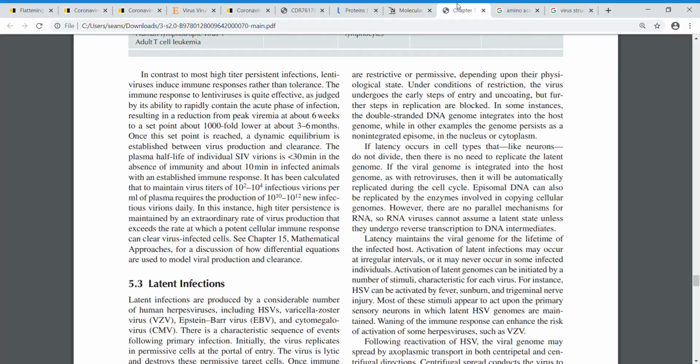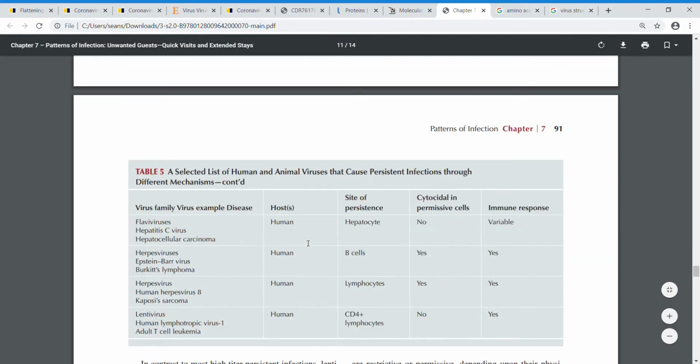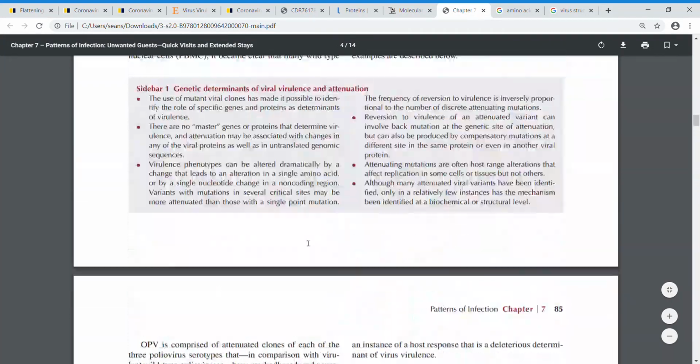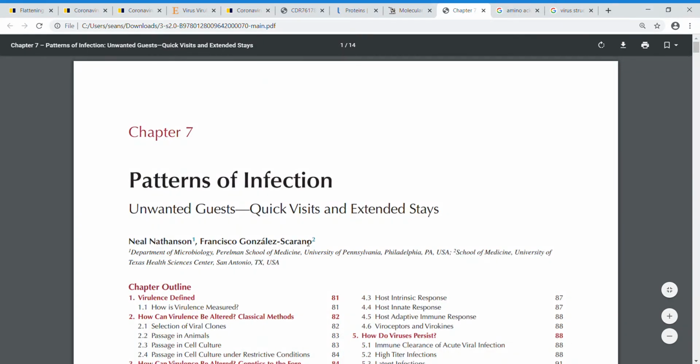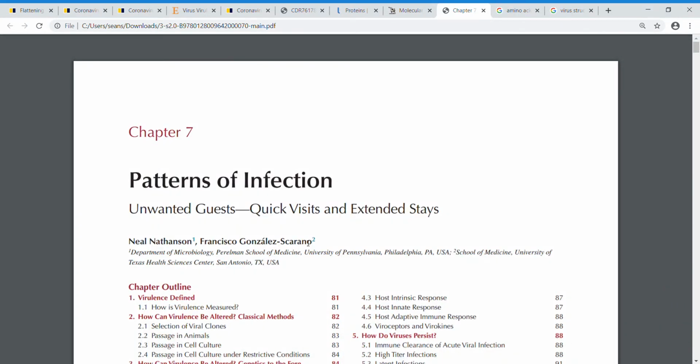So let's go back to talk about the idea of something clinical. So patterns of infection, right?